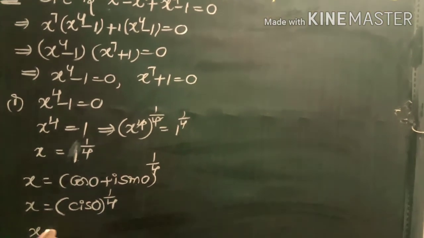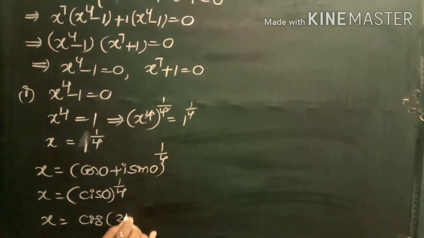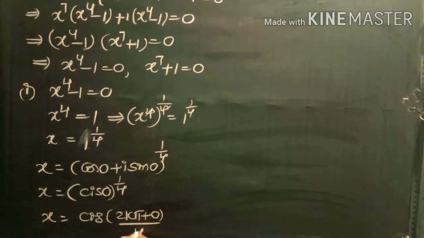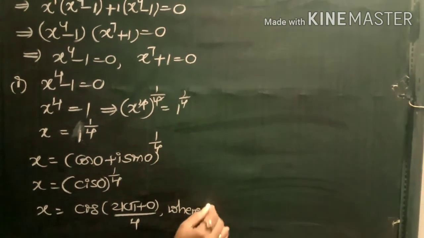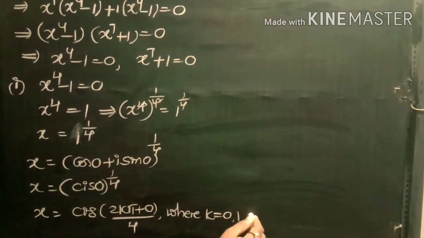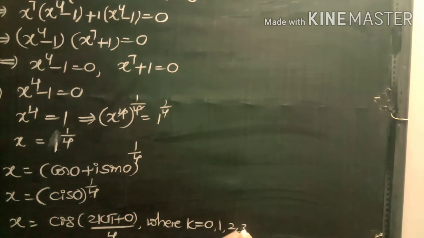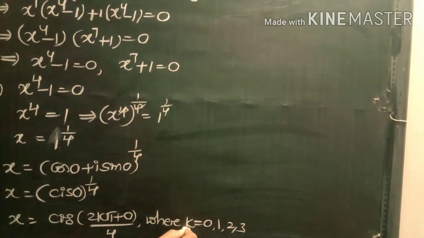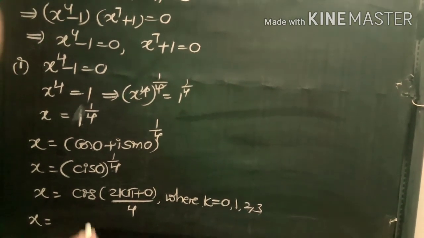Now we take the all values formula here. All values formula is cis((2kπ + θ)/n), where θ is equal to 0 and n is equal to 4 here, where k is equal to 0, 1, 2, 3. Here we have n equal to 4. We take the values up to n - 1, 4 - 1, that is up to 3. Therefore, the values of k are 0, 1, 2, 3.